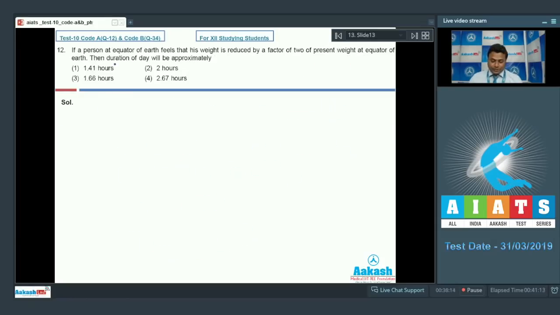So here we are having question number 12. A person at the equator of the earth feels that his weight is reduced by a factor of 2 of the present weight at the equator of the earth. Then the duration of the day will be what? The question belongs to the topic variation in the value of g with rotation of the earth, which is given as g dash equals g minus r omega square cos square lambda, where lambda is the angle of latitude of the point where we are calculating g dash, the effective value of gravity.